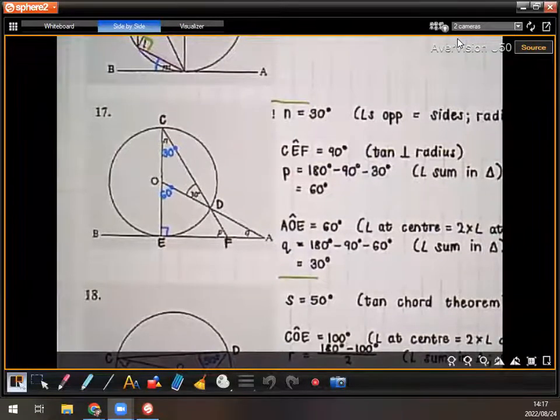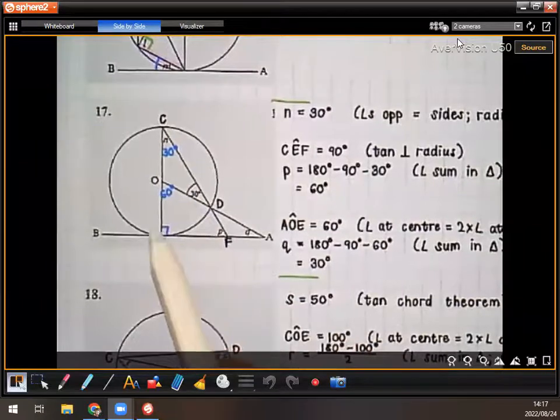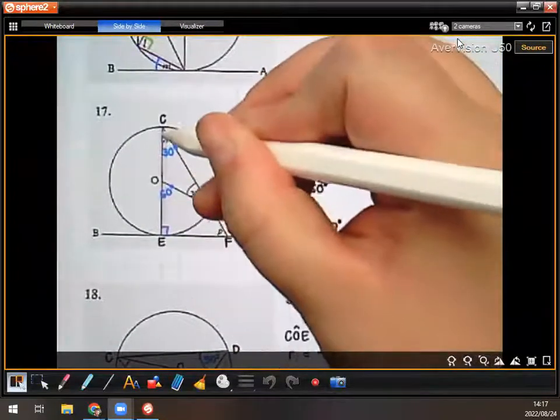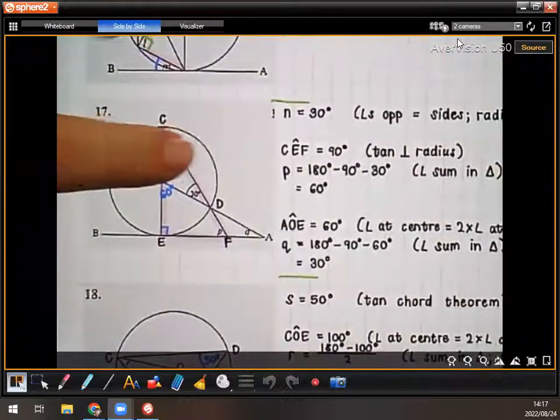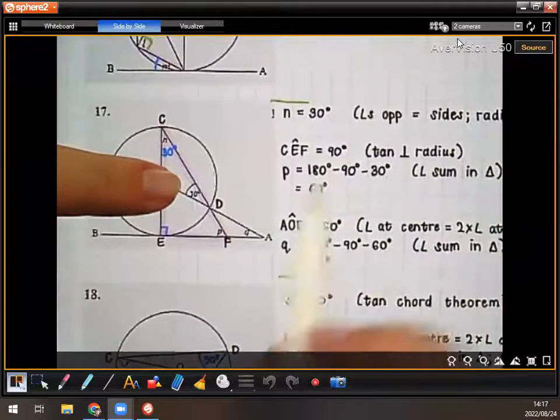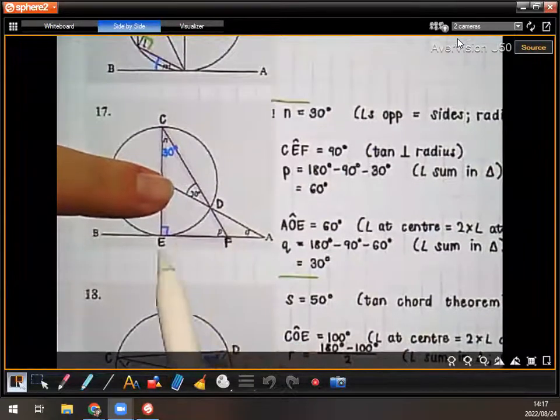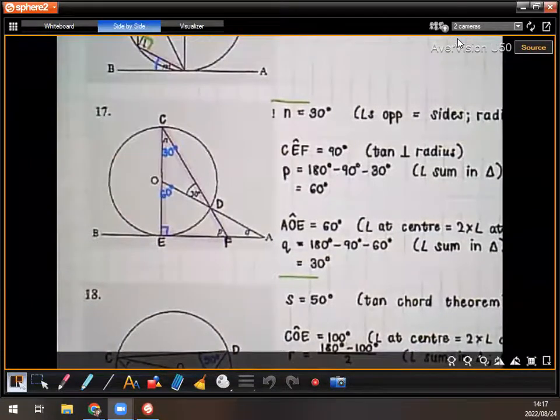And then the next one would be E. So what I did was I saw that COE is a diameter, so that would be perpendicular to the tangent. So that is 90 degrees. And then I worked in this triangle, and I looked at that 60 degrees. I worked in that triangle and I used angle sum in a triangle to get that 60. 180 minus 90 minus 50. That's what I did to get that one.